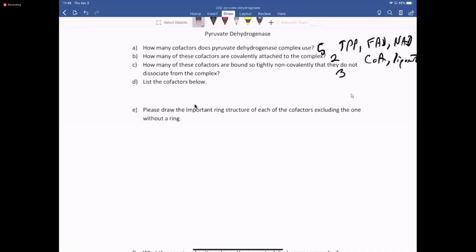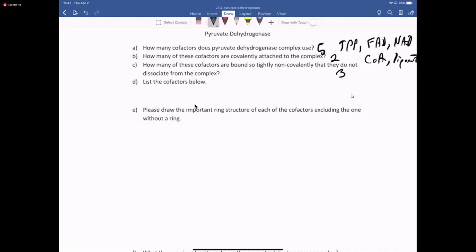So we have NAD, which clearly goes on and off. We have clearly CoA. For acetyl-CoA, it goes on and off. And then it turns out that TPP is not covalently attached, and so therefore there would be three.